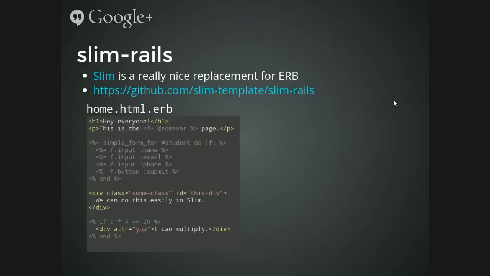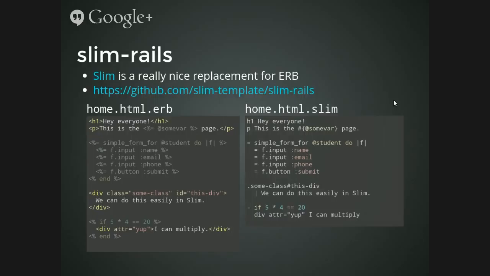It just lets you write the bare minimum in order for this thing to behave the same way. So this in Slim looks like that. What you'll notice is that the tag goes first, and then the text goes after. If you want to do Ruby code, you do an equal sign instead of the ERB tag.